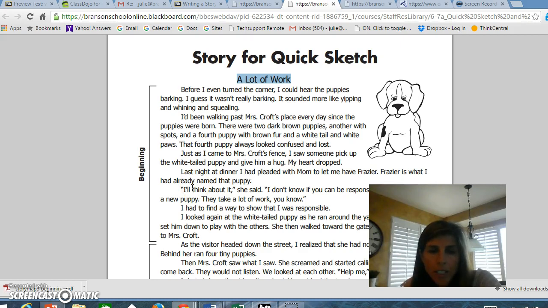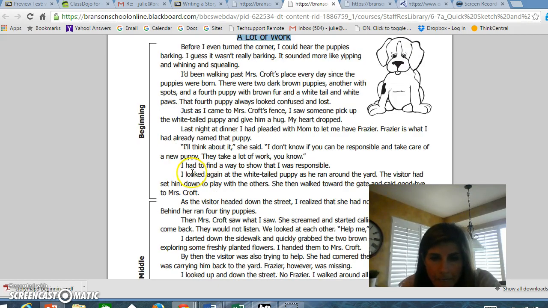"I'll think about it," she said. "I don't know if you can be responsible and take care of a new puppy. They take a lot of work, you know." I had to find a way to show that I was responsible. I looked again at the white-tailed puppy as he ran around the yard. The visitor had set him down to play with the others. She then walked toward the gate and said goodbye to Mrs. Croft.